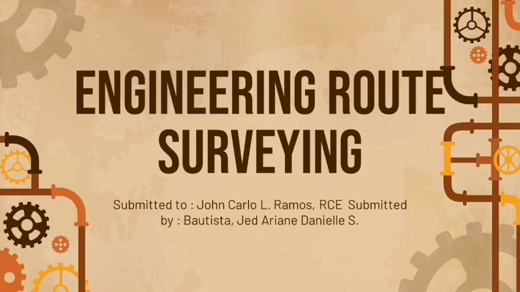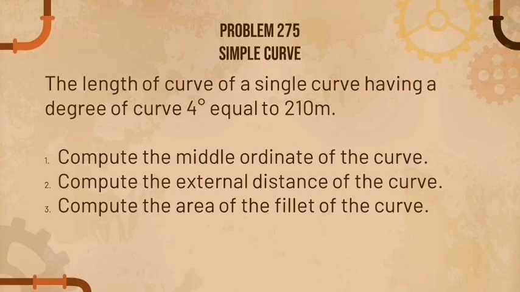Our first problem is problem 275 of simple curve. This problem came from the Basabili book. So let's get started. The length of curve of a simple curve having a degree of 4 degrees equals 210 meters. The first question is compute the middle ordinate of the curve. The second one is compute the external distance of the curve. The third one is compute the area of the fillet of the curve.